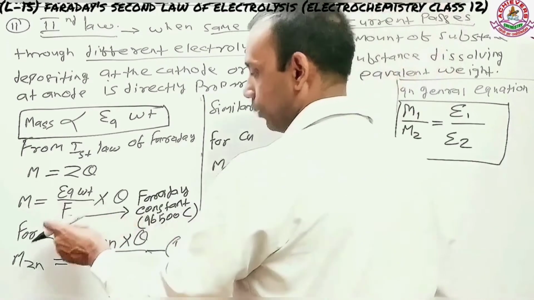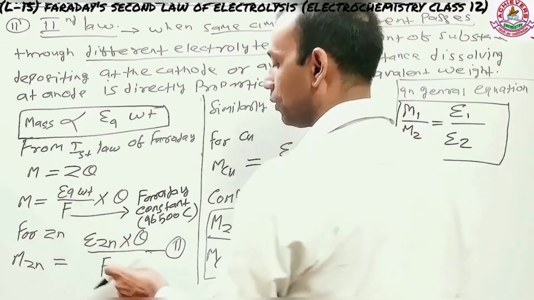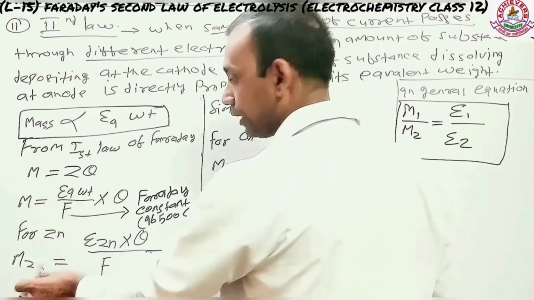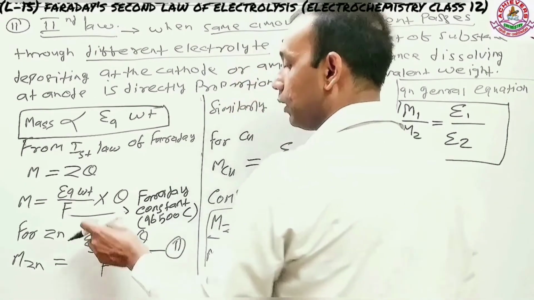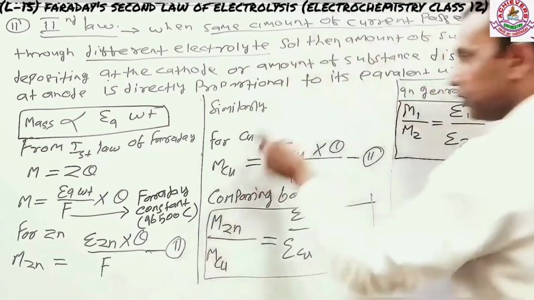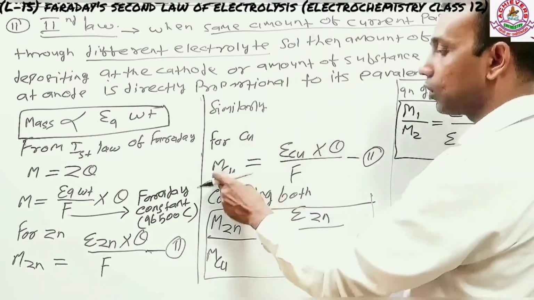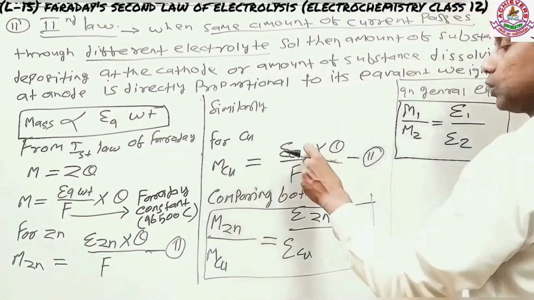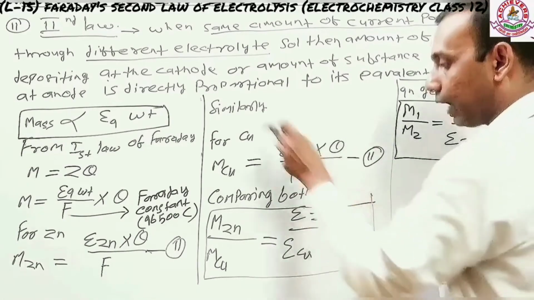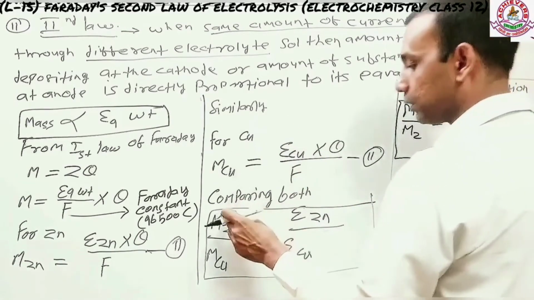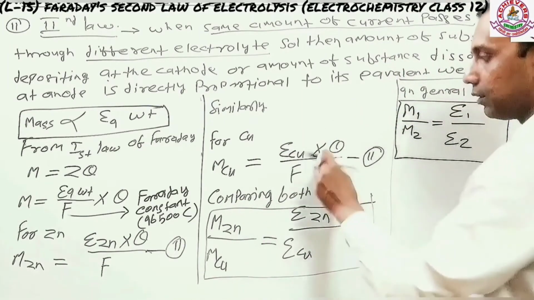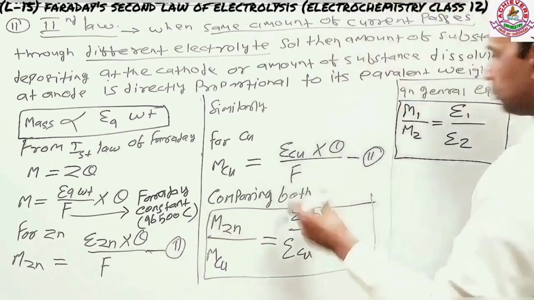Now, in the next part, I have converted this for zinc. For zinc, the mass of zinc dissolving or depositing is equal to equivalent weight of zinc into charge upon Faraday constant. So make this equation 1. Similarly, for copper, we can write, mass of copper dissolving or depositing is equal to equivalent weight of copper divided by Faraday constant into Q. Now, what we need to do, I have divided both of them. So if you compare the mass of zinc divided by the mass of copper, this is what is going to be there. You understand what mathematically I have done here.